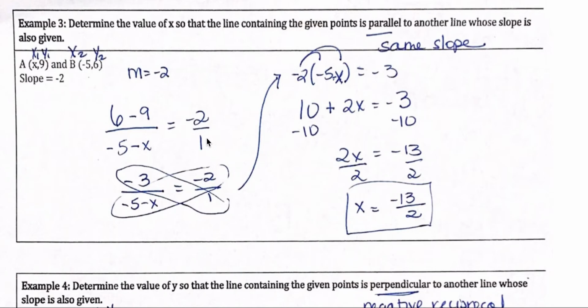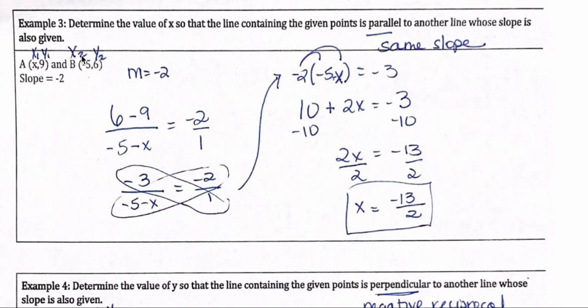Example 3. It tells us our slope is negative 2. It gives us 2 points, but you'll notice we're missing the x coordinate. So these are the ones that we did the first couple weeks of school where we have to solve for x in order to determine what the slope will be. So we want a line that is parallel. Because it is parallel, we're looking for the same slope. So we can use the slope that they've provided.